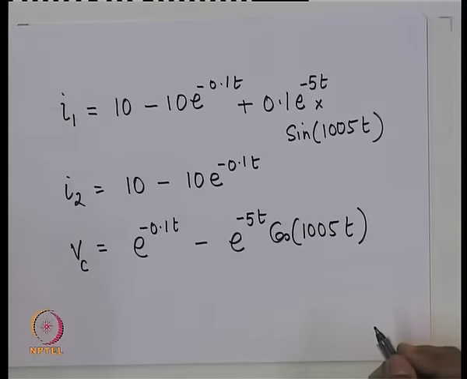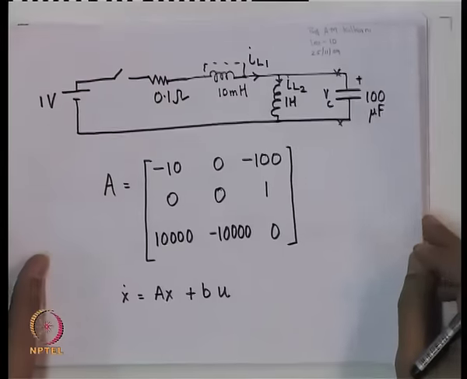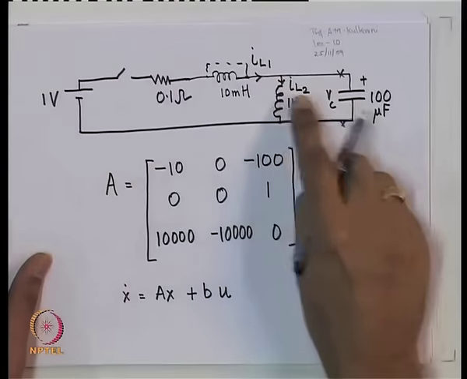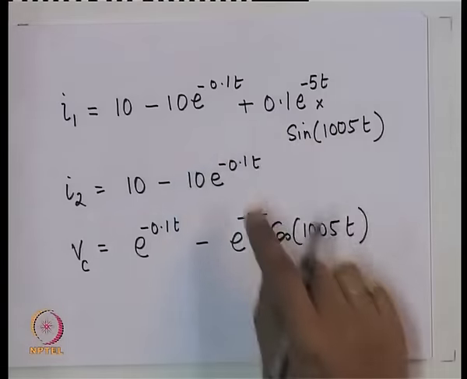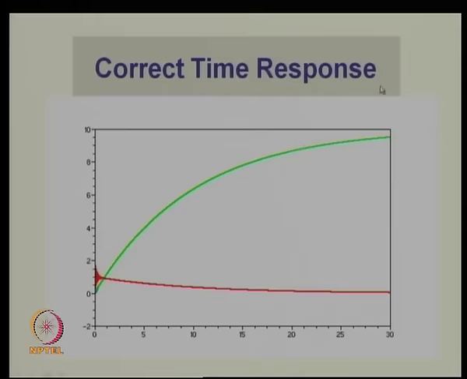So, this is the response for this RLC circuit: I1, I2 and VC. This is the time response, derived analytically. What we are showing on the screen is the same response, evaluated by simply plugging in t into these functions which I have just written down. And so, this is the correct time response.